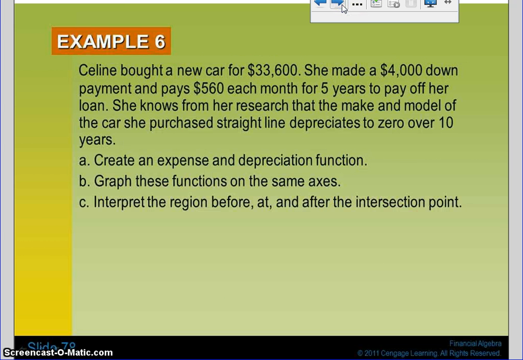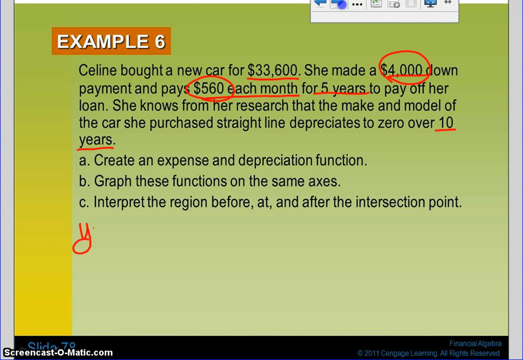Okay, last example for this unit. Celine bought a new car for $33,600. She made a $4,000 down payment and pays $560 a month for 5 years to pay off her loan. She knows from her research that the make and the model of this car that she purchased depreciates after 10 years. So the first thing we need to do is create 2 different equations, an expense equation and a depreciation equation.